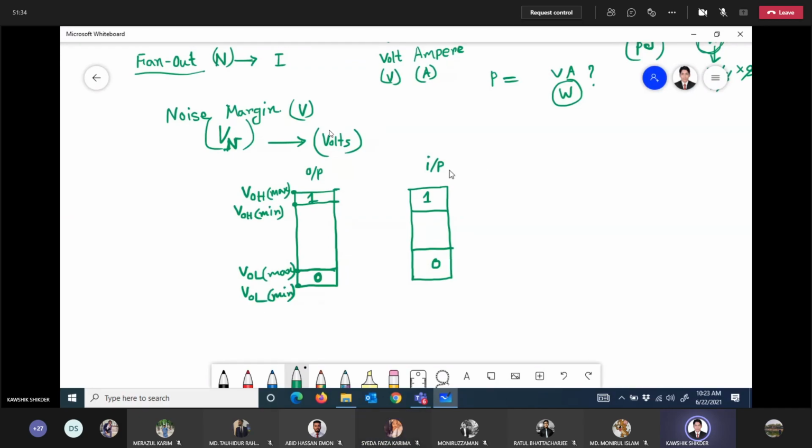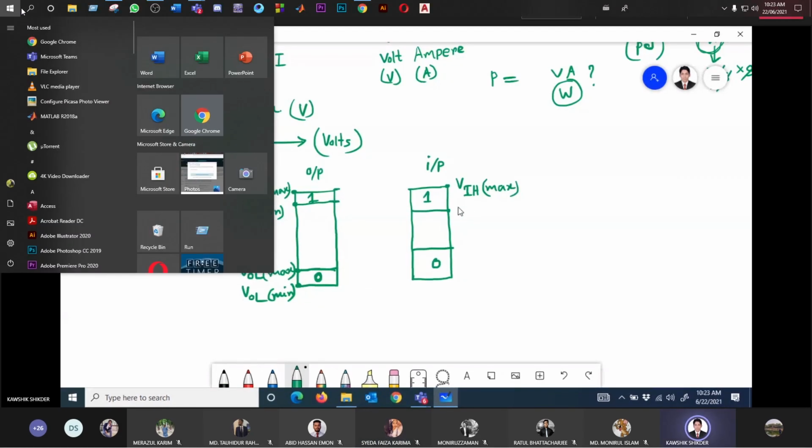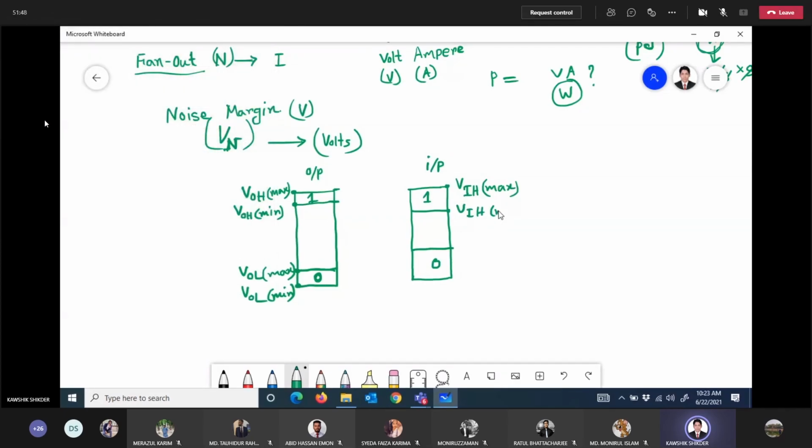Similarly for input side, VIH maximum, and this one VIH minimum. Similarly this one, VIL. Both are VIL, this one is maximum and this one minimum. Got it? So how to write the equation for noise margin?